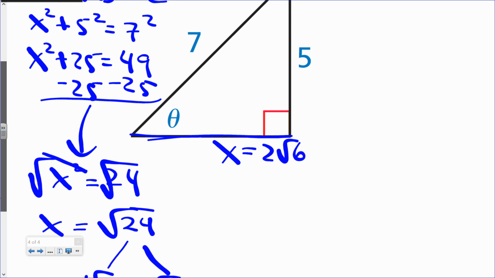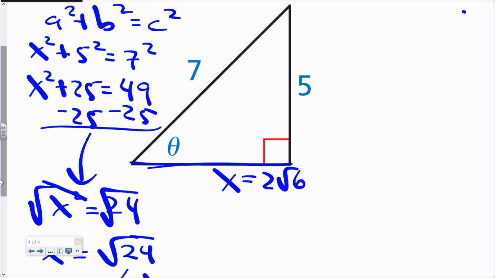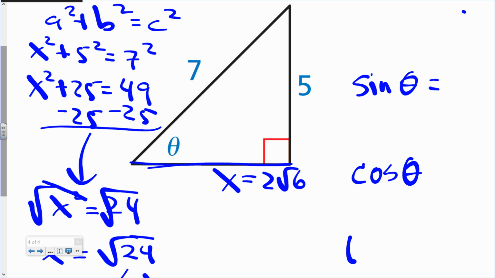Let's do it. Sine theta, cosine theta, tangent theta. Let's do the first 3 first, the classic ones we're familiar with, and then we'll do the last 3 after. Let's see, sine of theta. I got SOHCAHTOA up here for those of you who still refuse to memorize this word. Shame on you if you don't know this word by now. Sine is opposite over hypotenuse. Sine of theta: opposite is 5, hypotenuse is 7, so it's 5 over 7.